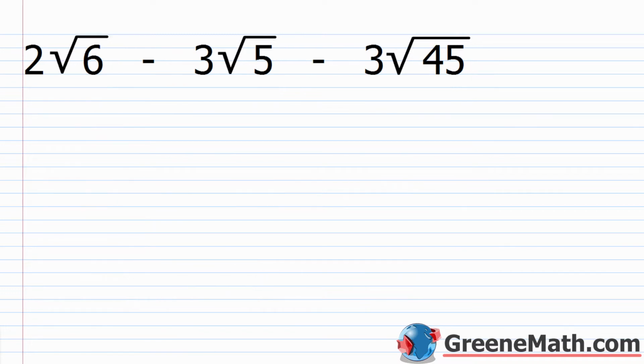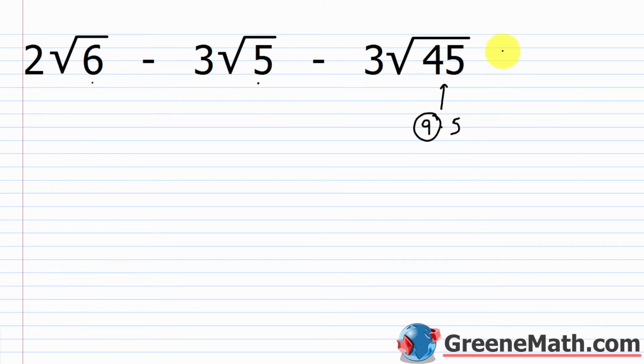All right, what about something like this? We have 2 times the square root of 6 minus 3 times the square root of 5 minus 3 times the square root of 45. Now, square root of 6 I can't simplify any further. Square root of 5 I can't simplify any further. But square root of 45, we can do something with that. For the square root of 45, 45 is 9 times 5. 9 is a perfect square.